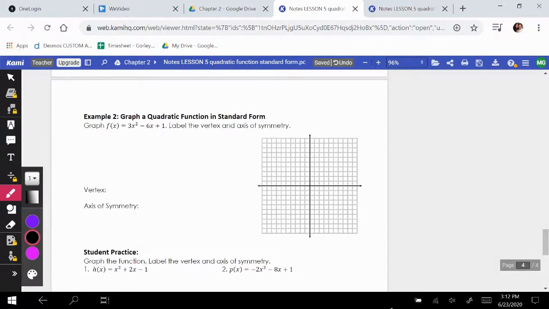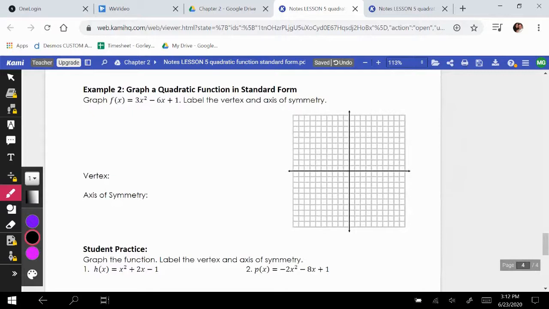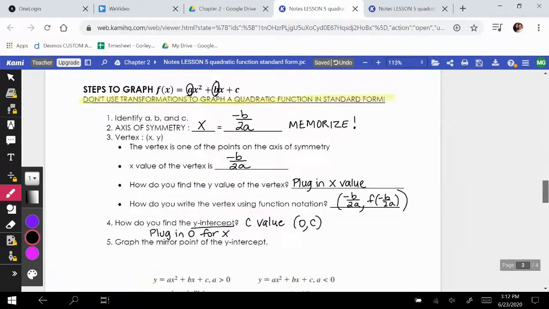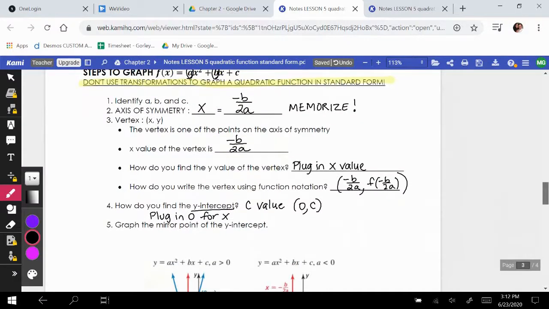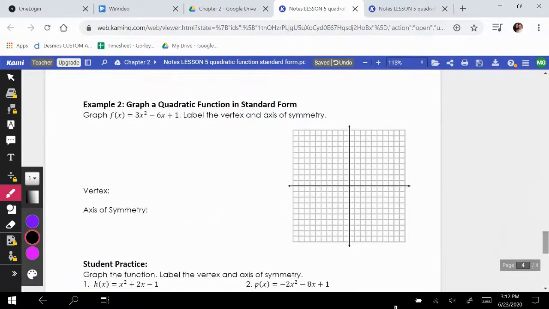So here's a function in standard form. We're going to go through each of those 5 steps together. Okay, so the first step, remember, was to identify a, b, and c. Okay, so what is a? A is equal to 3. B is equal to -6, and C equals 1.